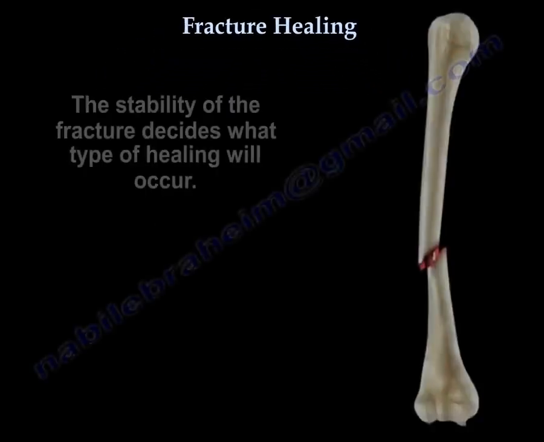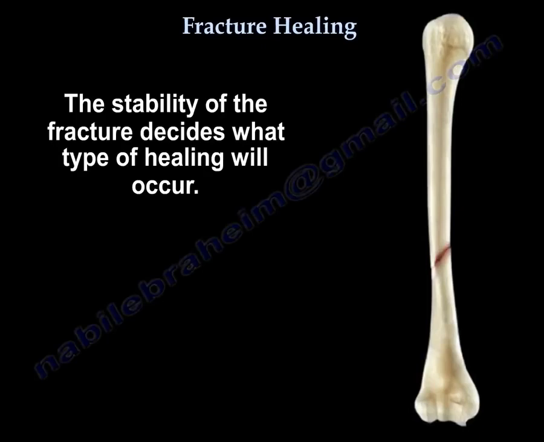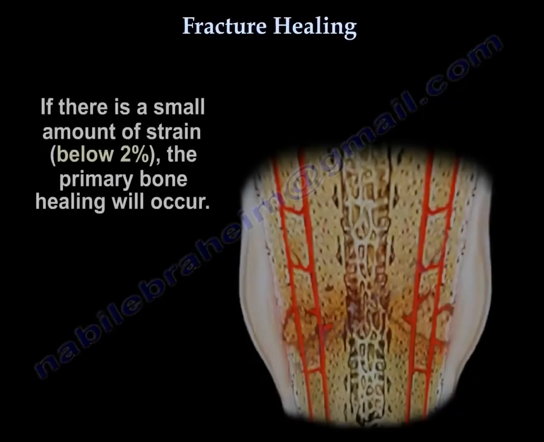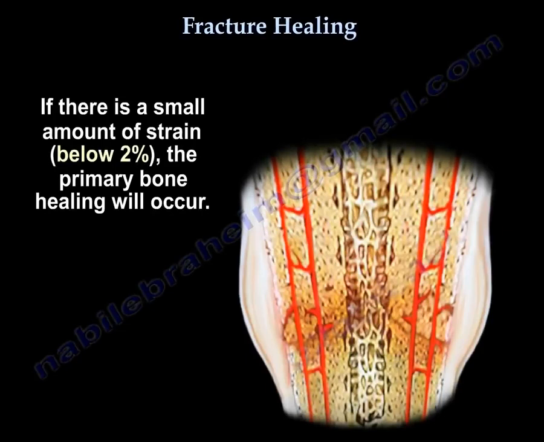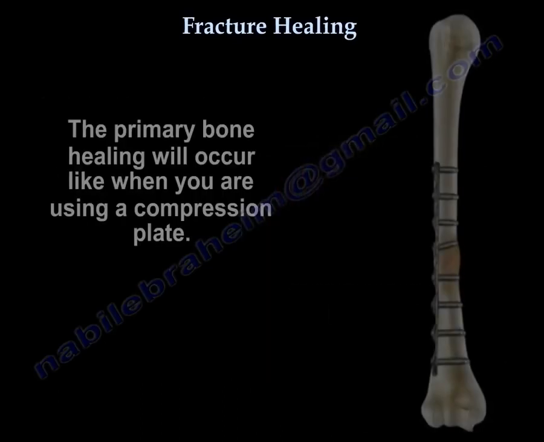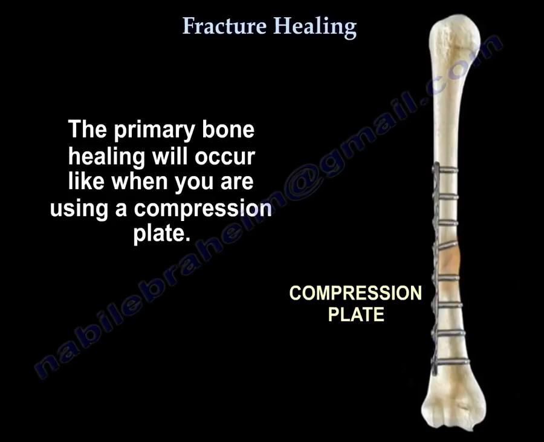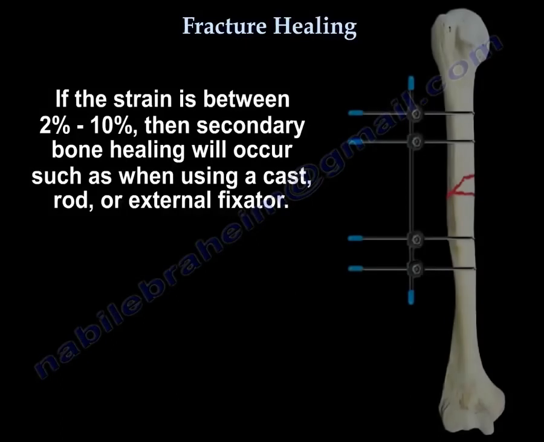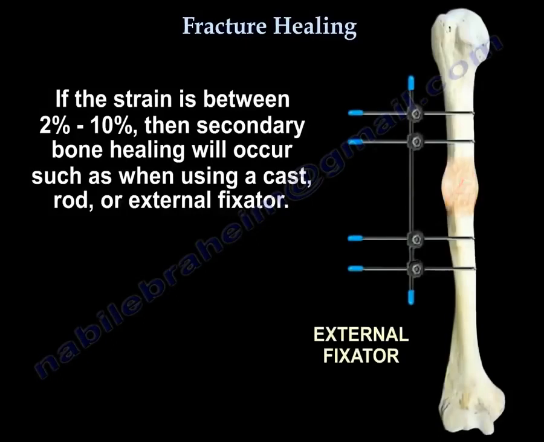Fracture healing. The stability of the fracture decides what type of healing will occur. If there is a small amount of strain, below 2%, primary bone healing will occur, as in the case when you use a compression plate. If the strain is between 2% and 10%, then secondary bone healing will occur, such as when using a cast, a rod, or external fixator.